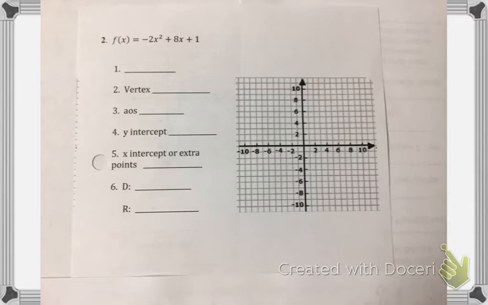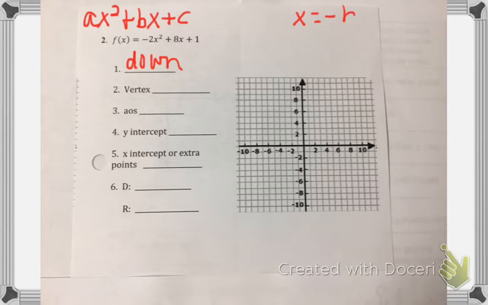Number 2. Again, your standard form is ax squared plus bx plus c. a is negative 2, so it is going down. To find your vertex, it's the formula x equals negative b over 2a. You must write that formula down. And b is 8, so that's a negative 8 over 2 times a. a is negative 2. So 2 times negative 2 is a negative 4. Negative 8 divided by negative 4 is a positive 2. So the x value of your vertex is 2.